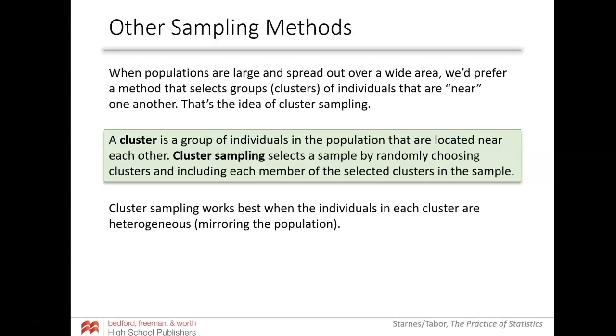All right, cluster sampling works best when the individuals are heterogeneous, so they should mirror the population. So your cluster is an amalgamation of everything.